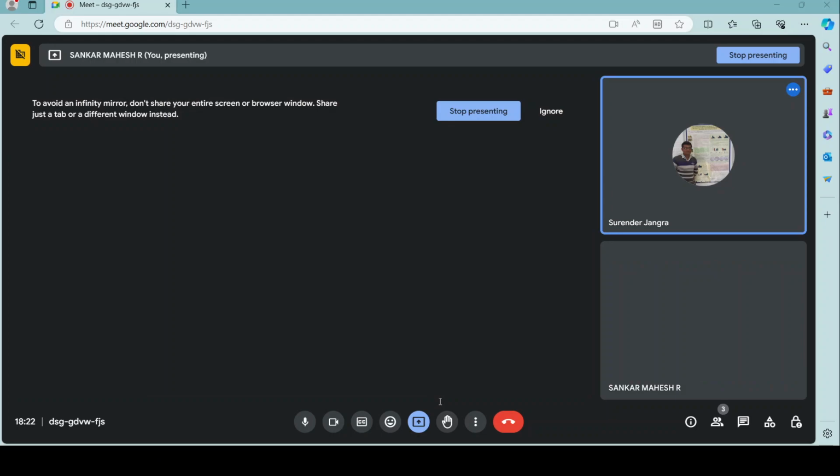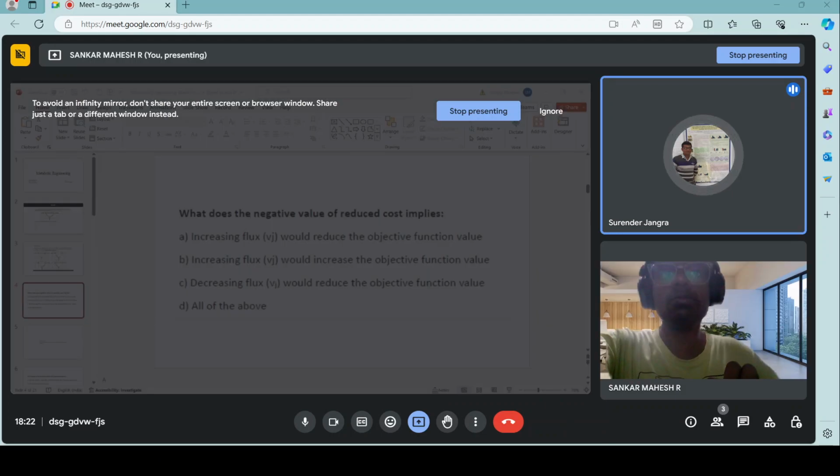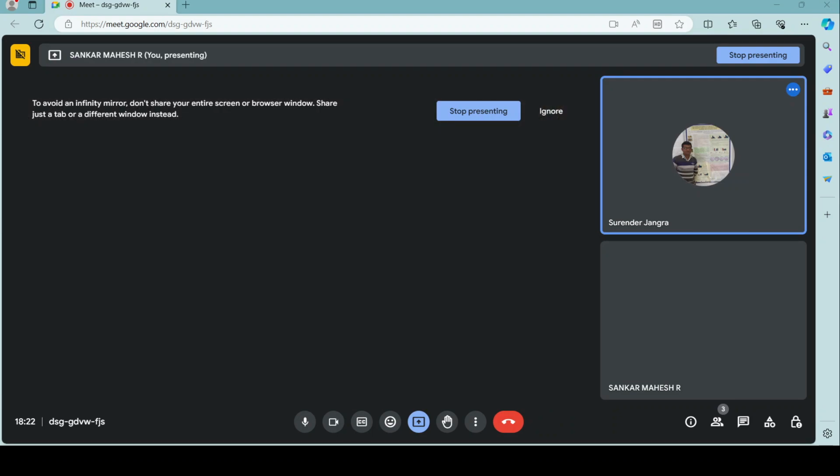So I think it is C. Decreasing flux would reduce the objective function value. Okay, you can share what you understand from this, and then we'll discuss why that is right or wrong. We can start with what reduced cost means and take it from there. So you can share your understanding.